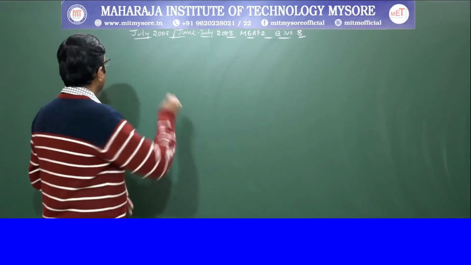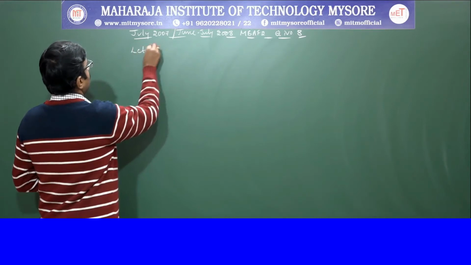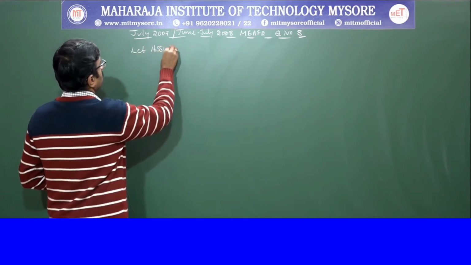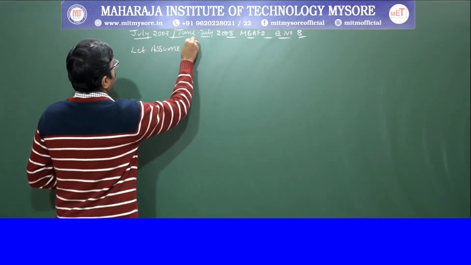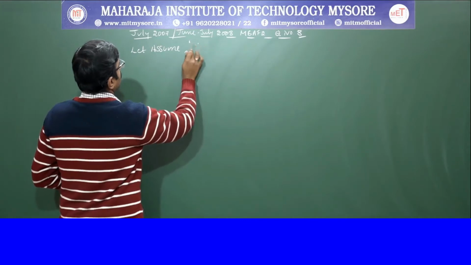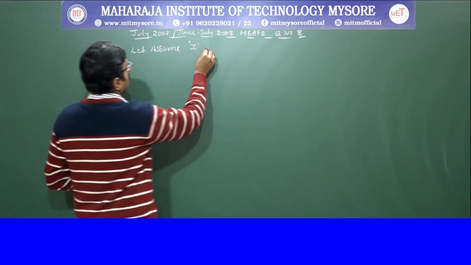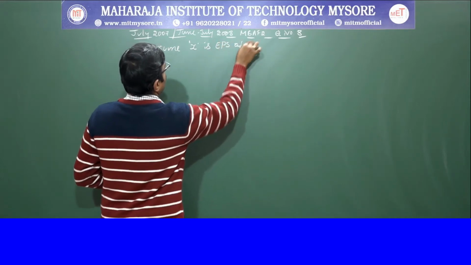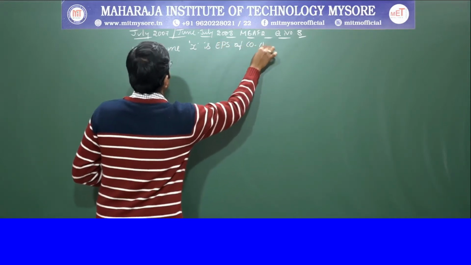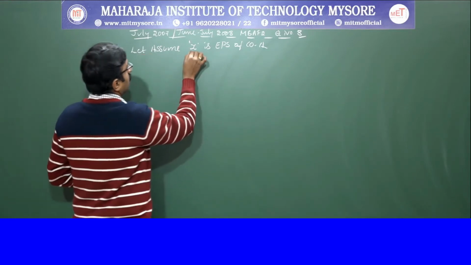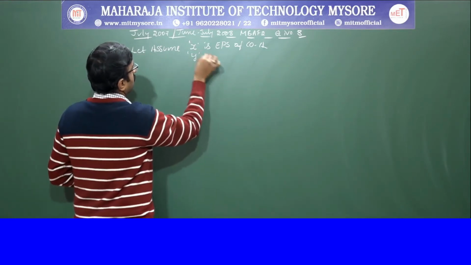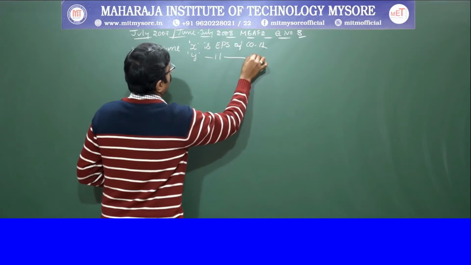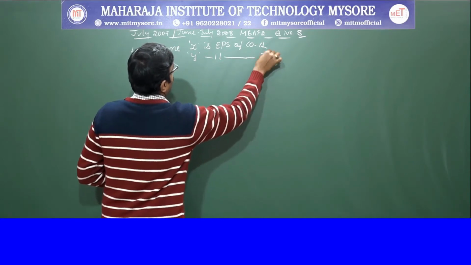So assume, let us assume, X, small x you can take it, X is EPS of company A and Y is EPS of company B.